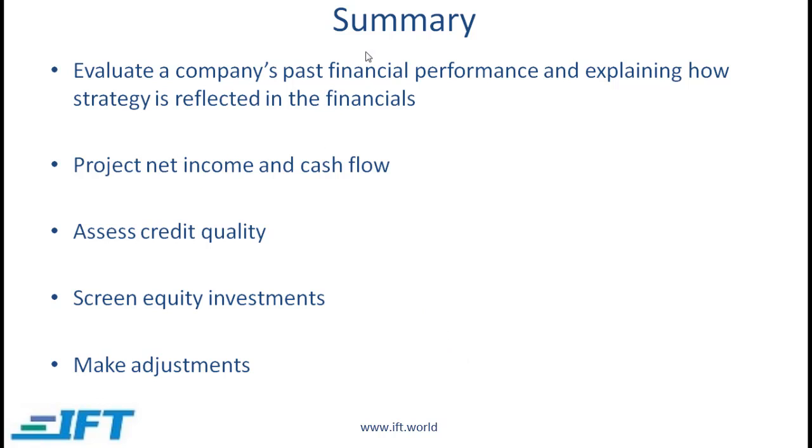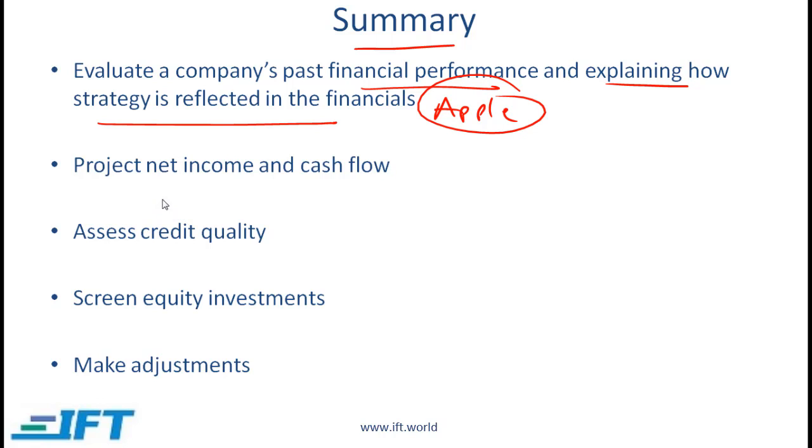That brings us to the end of the reading, a summary of the important points. You need to evaluate a company's past performance and explain how the strategy is reflected in the financials. The Apple case study that I spoke about briefly is a good example. You need to know how to project net income and cash flows. The big item there is you first project sales. For a stable company, you can project expenses based on ratios. Even for a stable company, you should generally project the interest expense separately based on debt and interest levels, and you should also project the tax expense separately based on revenue and expenses.